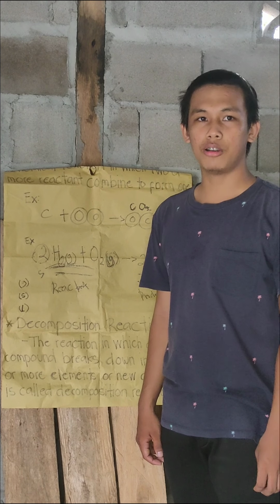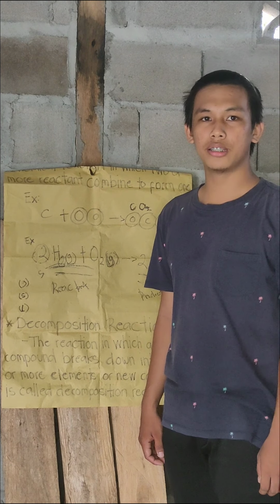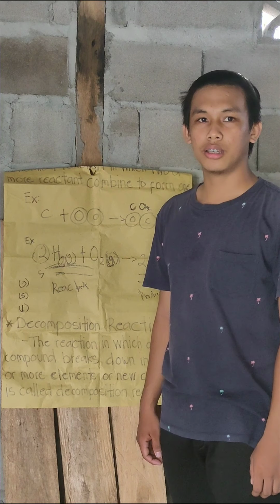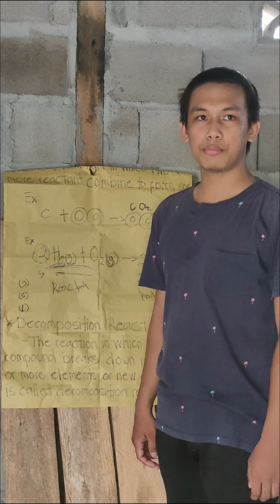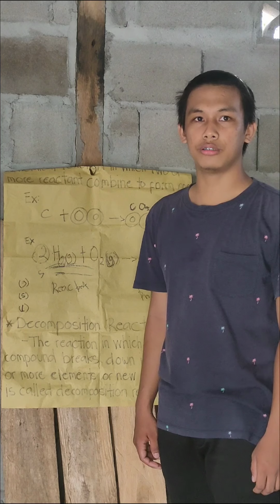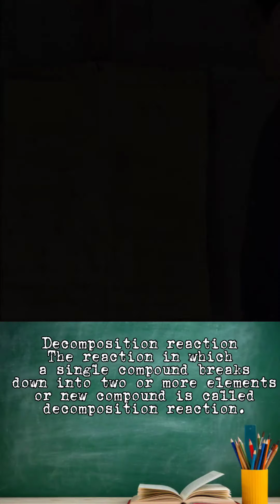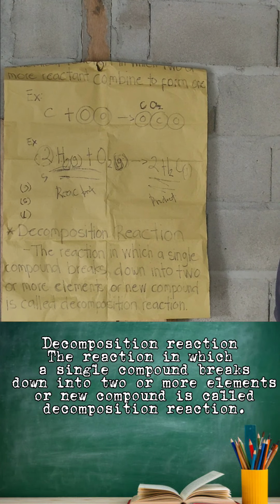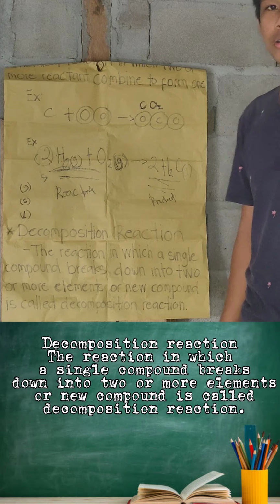Hello everyone, I'm Oliver G. Salaiso Jr. I'll discuss to you the second type of chemical reaction, which is decomposition reaction. A reaction in which a single compound breaks down into two or more elements or new compounds is called a decomposition reaction. Hello everyone, I am Kenneth Alantuan, and I will give you the example of decomposition reaction.